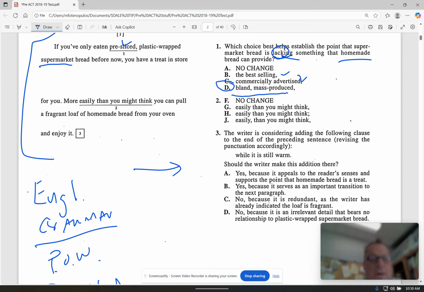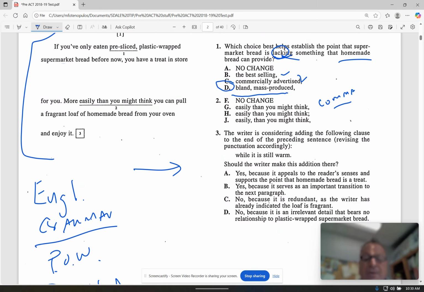And then we go to the next one. More easily than you might think, you can pull a fragrant loaf of homemade bread from your oven and enjoy it. So here we can see an independent clause working with a dependent clause. And this is the way they're going to work regarding a lot of their comma questions. Again, if you don't have a good idea of how the comma works, you're really going to struggle on ACT English. So that's one of the things that I would go in and really try to understand: what are they wanting you to do on ACT English when it comes to the comma.